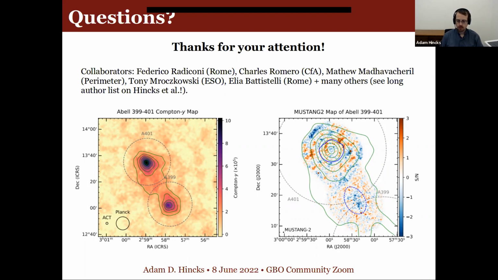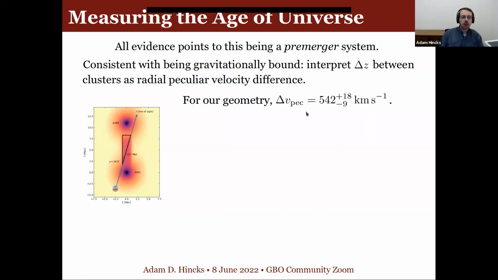What is the difference in redshift between the clusters? That's a really good question. Let me go to my extra slides. Right. So the redshift difference translates to a velocity difference of around 500 kilometers per second. If you look at the masses of these two galaxy clusters, they have to be gravitationally bound. So we interpret this as a peculiar velocity difference of their velocity towards each other.